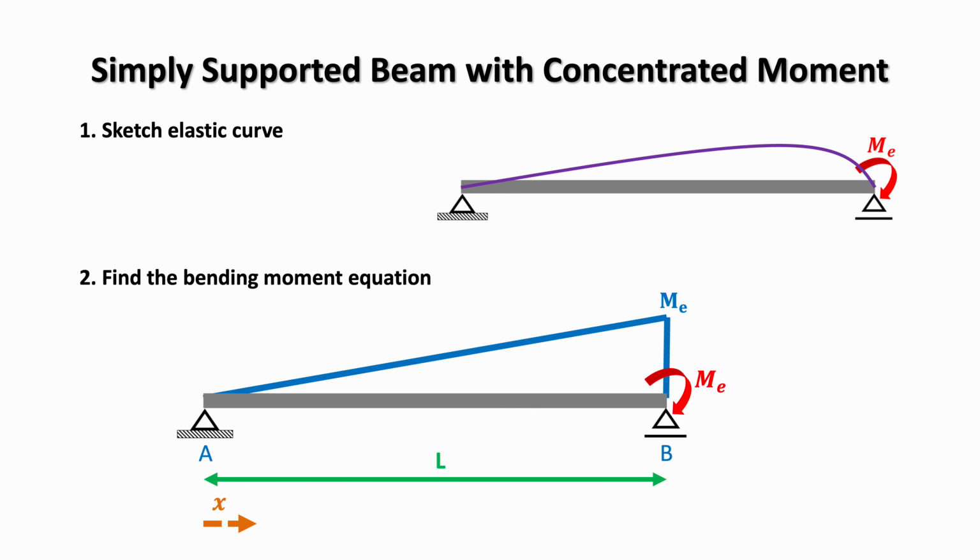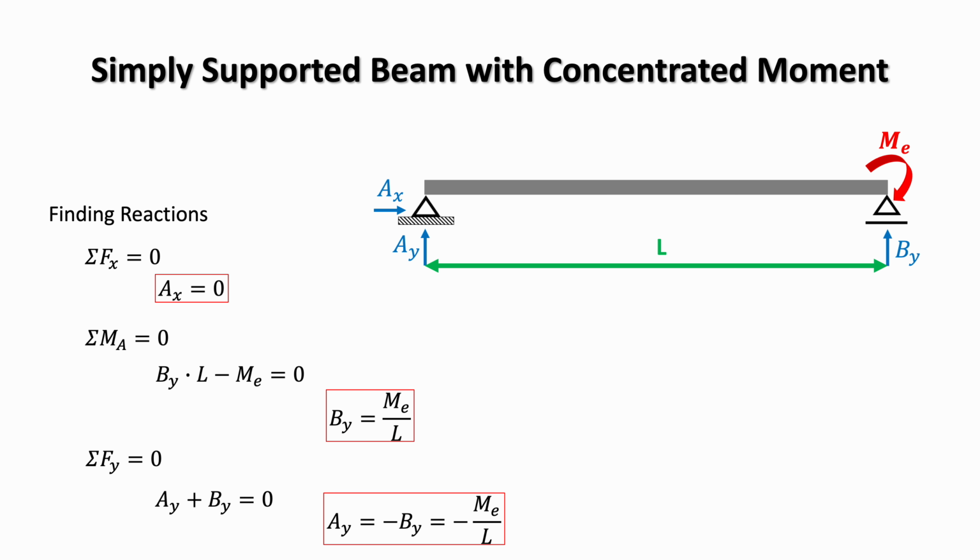Because the beam carries a concentrated moment at B and no distributed loads, the bending moment varies linearly along the span. Before we begin, we need to determine the support reactions using equilibrium. Starting off with horizontal equilibrium, there are no horizontal forces acting on the beam, so Ax equals 0. Next, we take moments around point A.